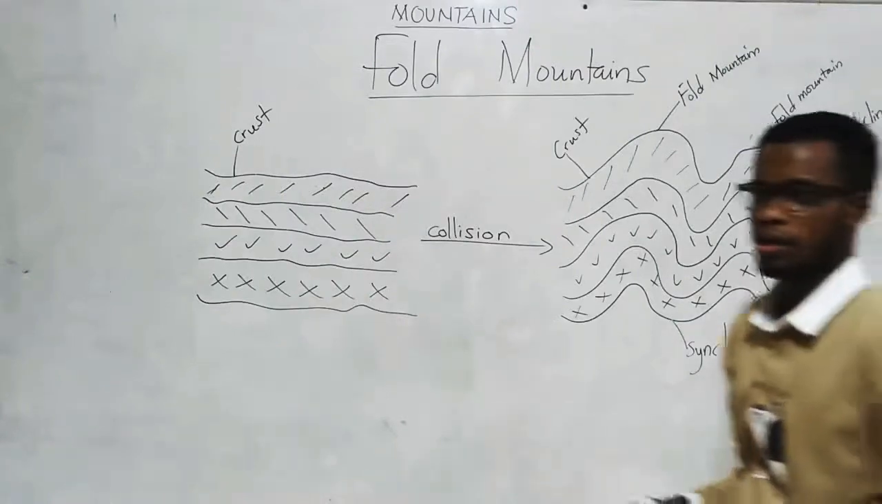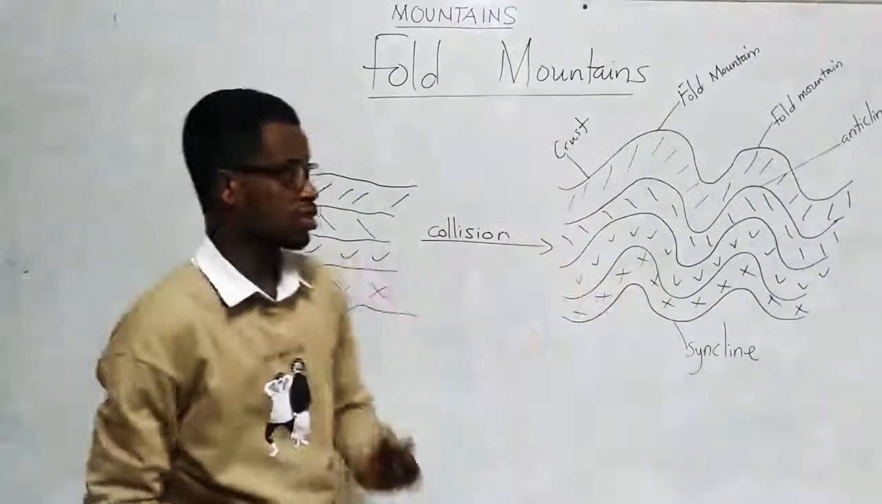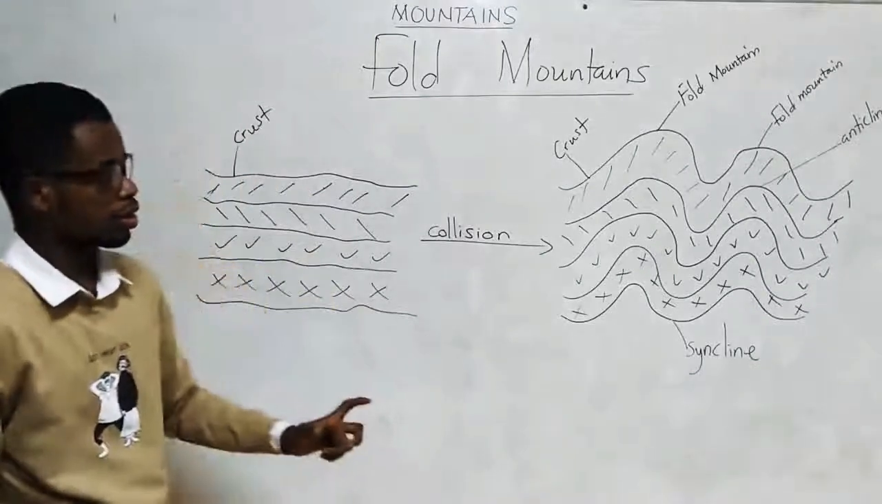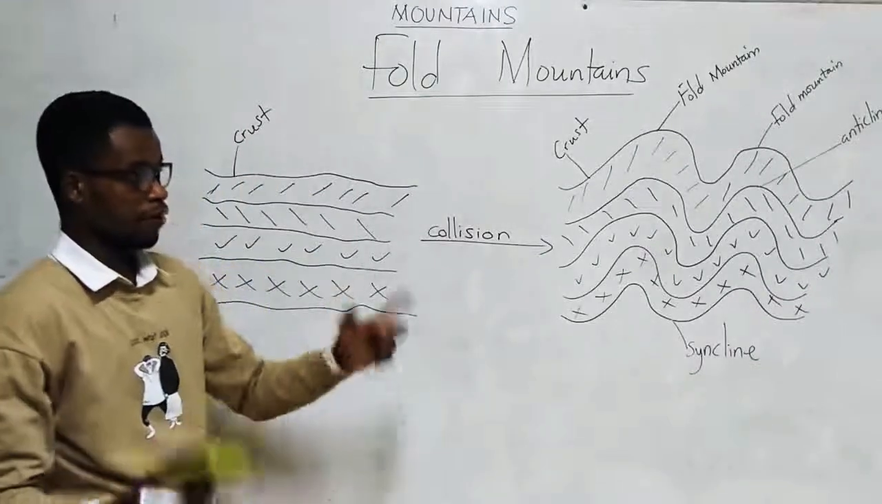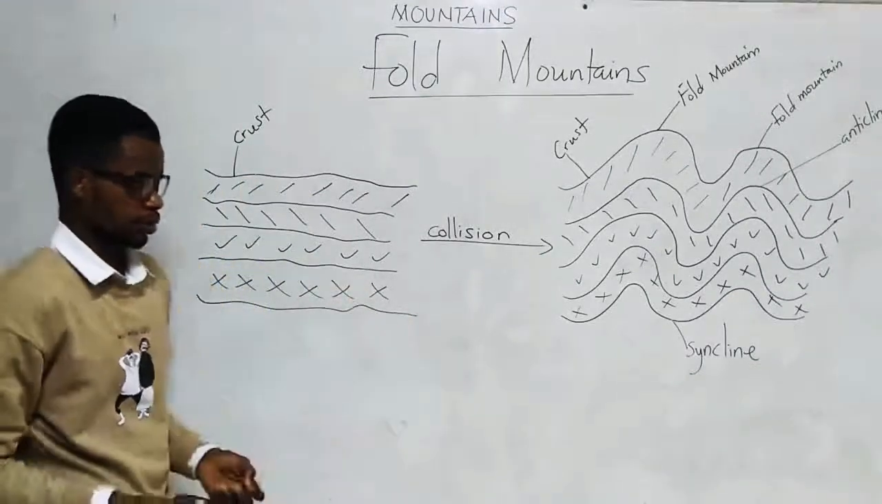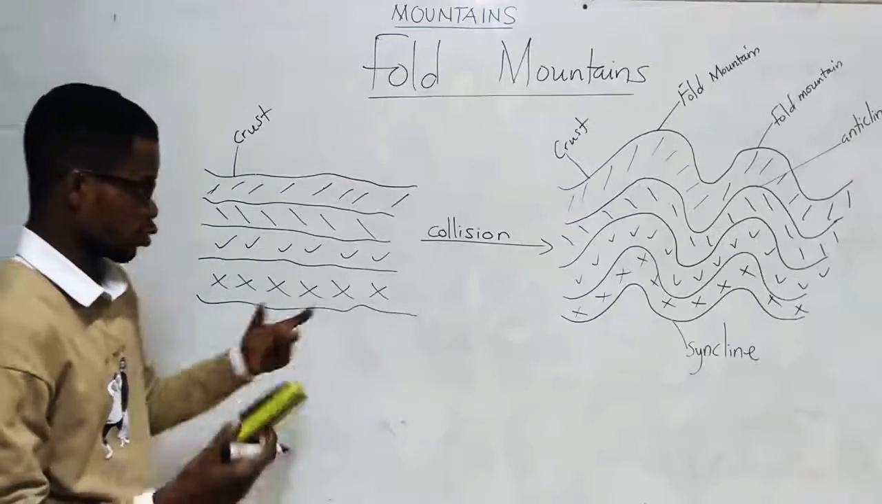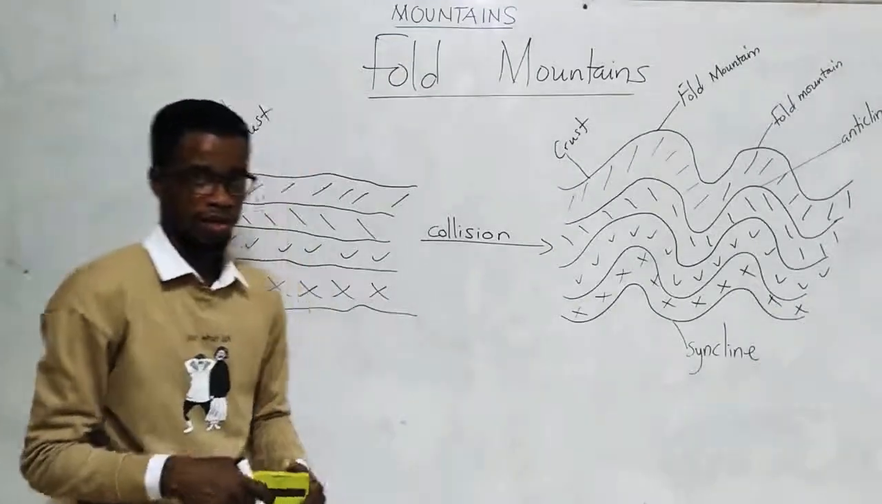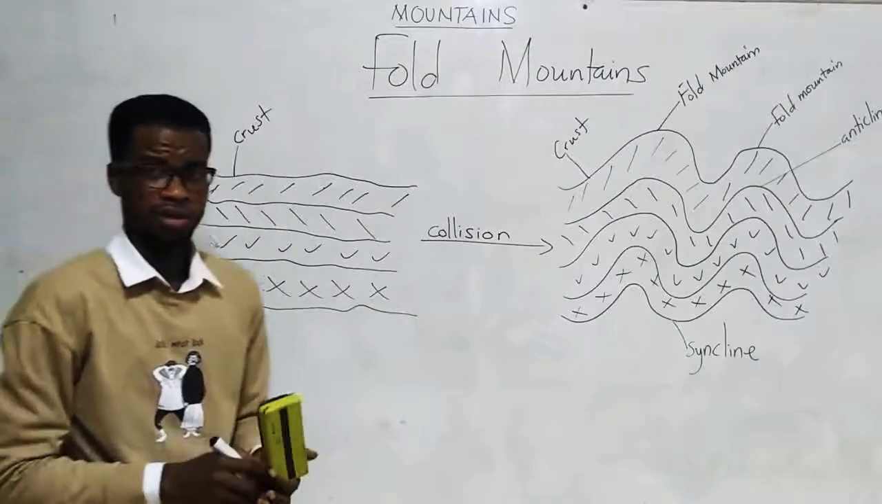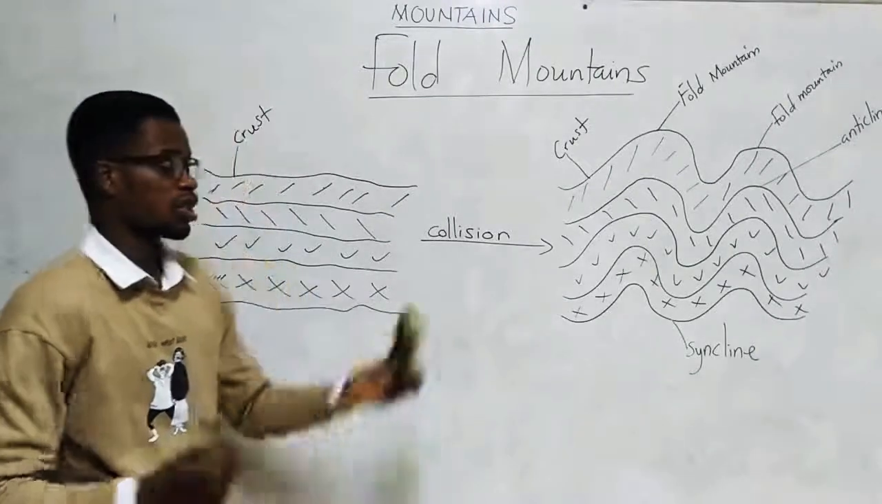So you have a syncline and anticline. This is a simple demonstration concerning the formation of a fold mountain. It's a gradual process. It takes so many years for us to see something like this occurring on the surface of the earth. So what then is a fold mountain?